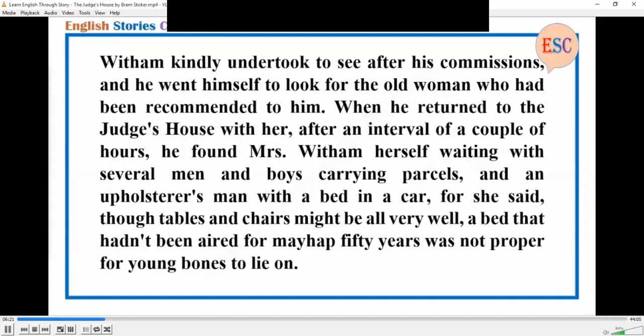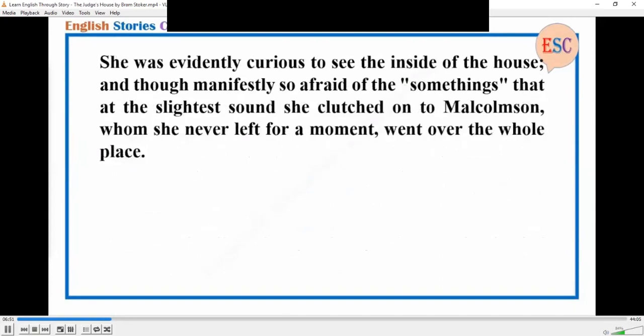Mrs. Witham kindly undertook to see after his commissions, and he went himself to look for the old woman who had been recommended to him. When he returned to the judge's house with her, after an interval of a couple of hours, he found Mrs. Witham herself waiting with several men and boys carrying parcels, and an upholsterer's man with a bed in a car, for, she said, though tables and chairs might be all very well, a bed that hadn't been aired for mayhap 50 years was not proper for young bones to lie on. She was evidently curious to see the inside of the house, and though manifestly so afraid of the somethings that at the slightest sound she clutched on to Malcolmson, whom she never left for a moment, went over the whole place.